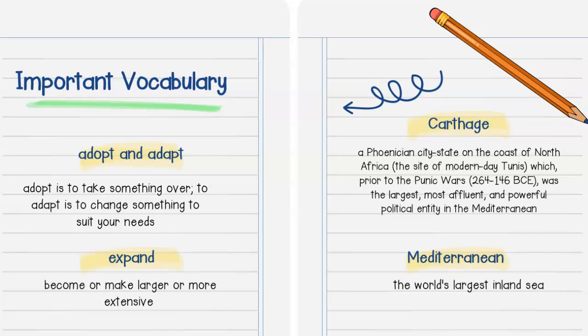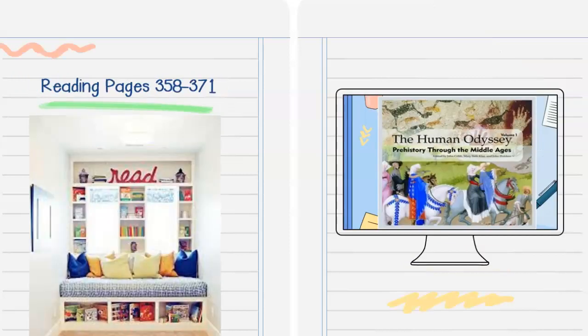Carthage was a Phoenician city-state on the coast of North Africa, the site of modern-day Tunis, which prior to the Punic Wars was the largest, most affluent and powerful political entity in the Mediterranean. Affluent means wealthy, powerful, political, very strong government and power. And then the Mediterranean is the world's largest inland sea. So you can understand why there was a need for control of that area.